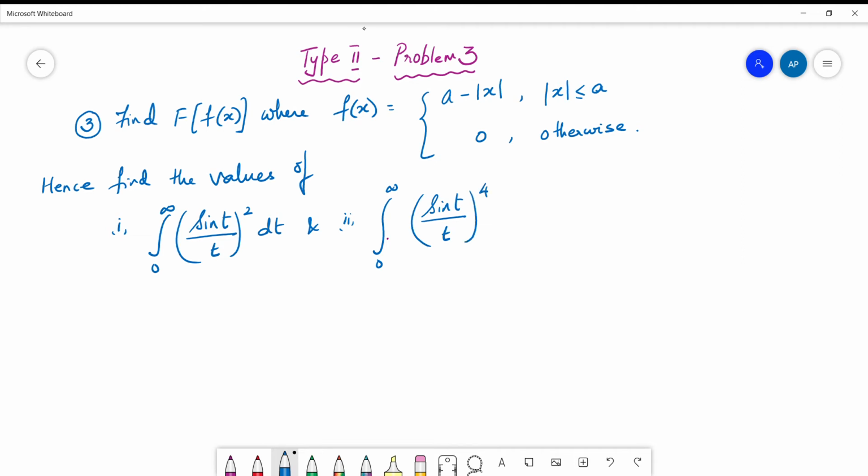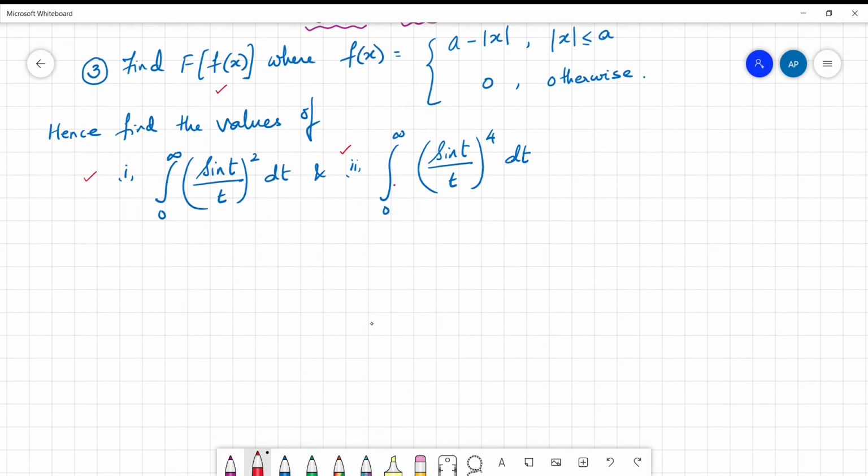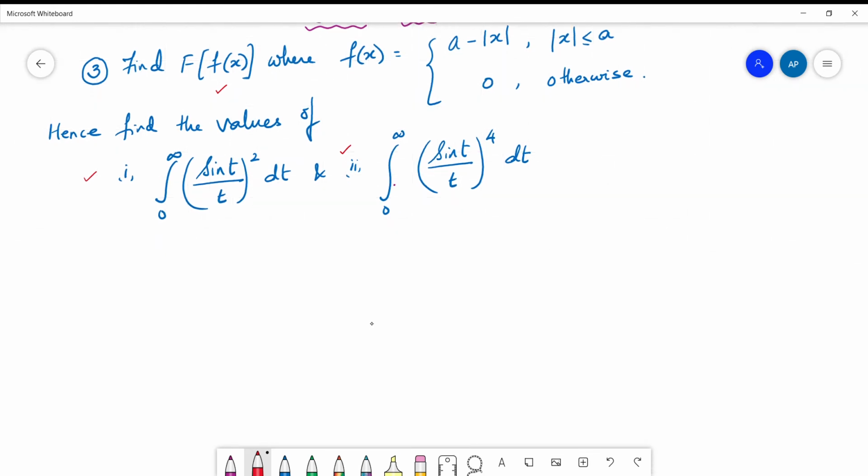The procedure is similar, but I have chosen this problem as there are very intricate differences between the previous problem and this one. There are three subparts that we have to do. One is finding the Fourier transform and the other is to deduce the values of these two integrals. So let's start off, and the procedure is exactly the same, and we will begin with finding out the Fourier transform. So I'll call that part 1. So part 1 is to find the Fourier transform of f of x.